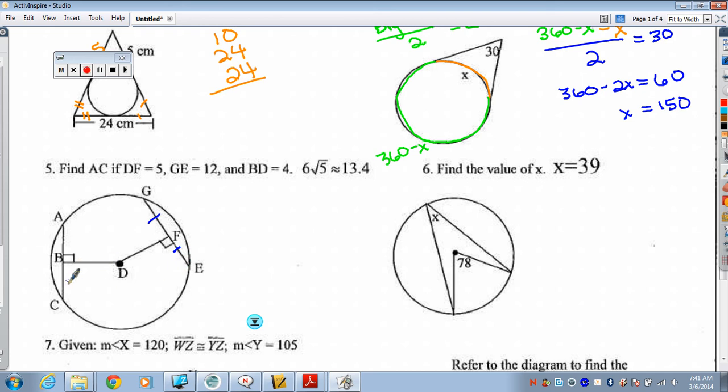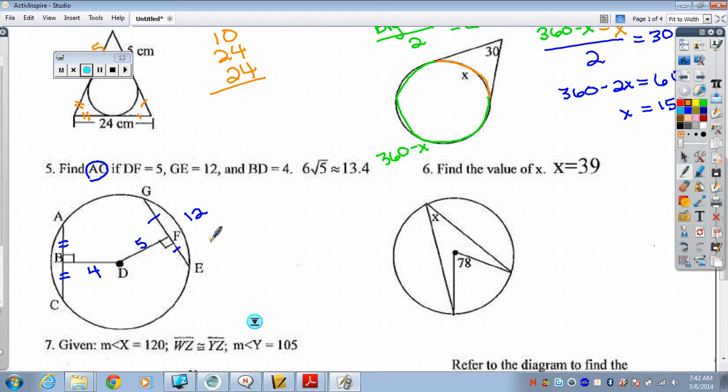Again, same thing over here. This is going to be congruent to this side, not necessarily congruent to those two. So we don't know that yet. What we do know, let's fill in this information. DF is 5. GE is 12, so the whole thing is 12. BD is 4. Well, we know these chords are not necessarily congruent because they're not equal distance from the center. But we need to find AC. AC is this chord. So how are we going to do that?